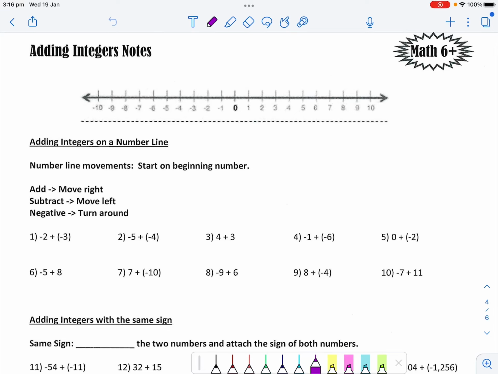Hey everyone, today we are going to be adding integers. Remember that integers are positive and negative whole numbers. We are going to start by adding integers on the number line.